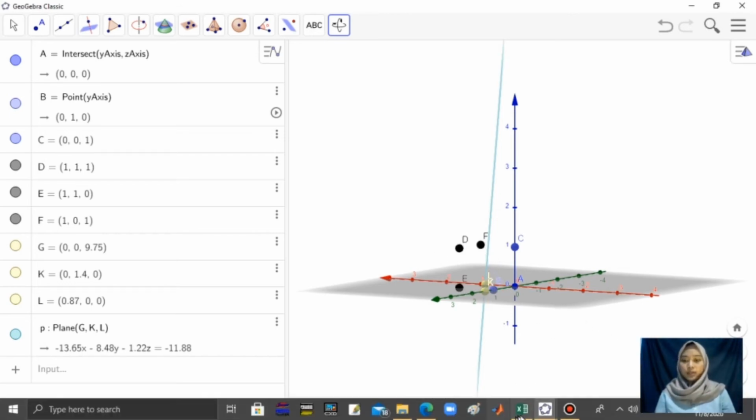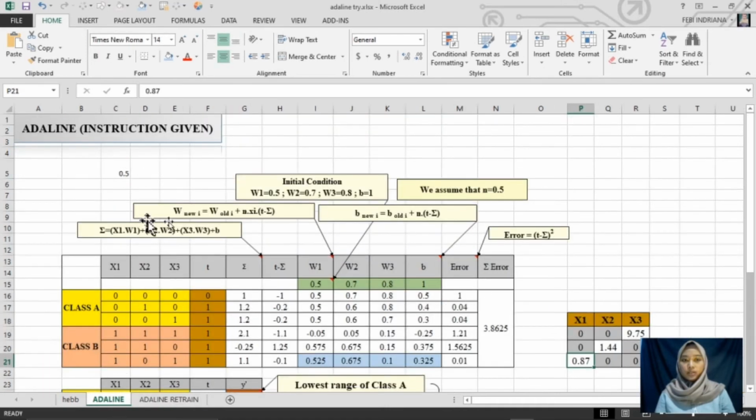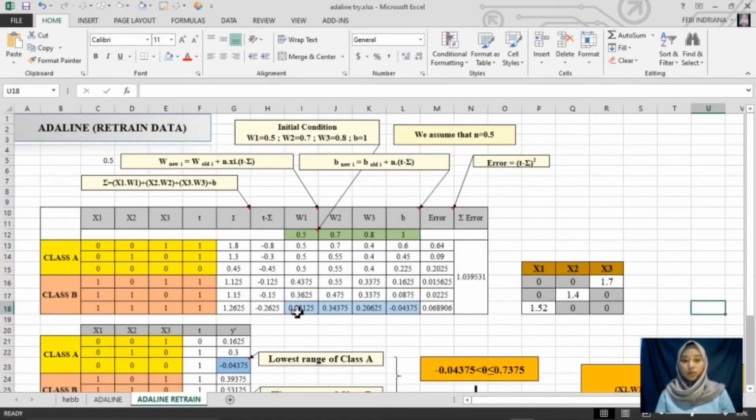Okay, if the data is reshuffled from the instruction given, we obtain that W1 is 0.23125, W2 is equal to 0.34375, and W3 is 0.20625, and the value of bias is negative 0.04375.